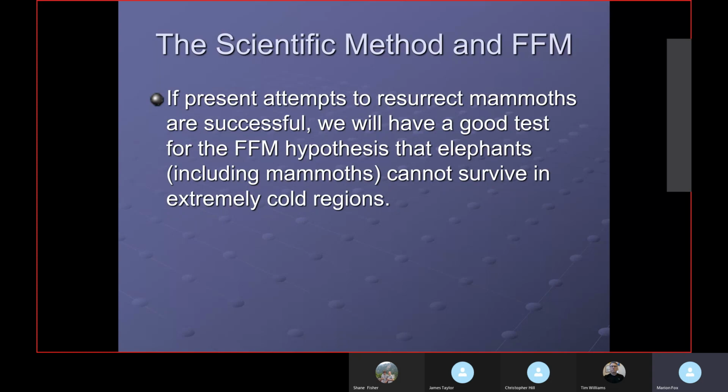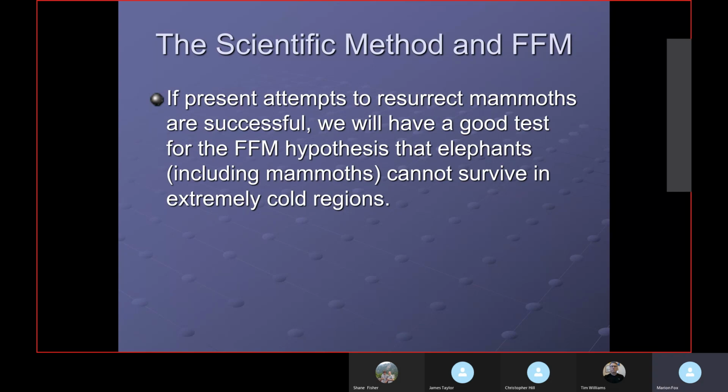If the present attempts are successful, we'll have a good test for my model hypothesis. I'm claiming that elephants probably cannot survive in extremely cold climates. Now, I know Asian and African elephants cannot. If the mammoth is a different variety of elephant, it's possible it could, but there's not enough forage there for them to survive in what we know as the tundra today. Cannot happen. They couldn't survive because of food sources, and their big old feet would just crush the tundra vegetation. It'd take years for it to regrow. Just not going to happen.